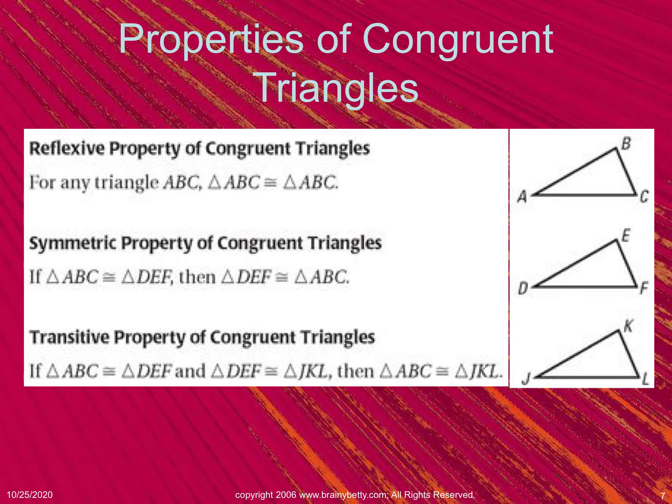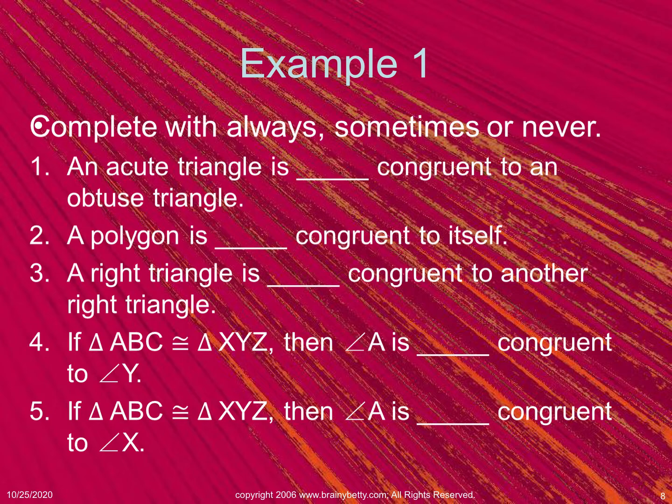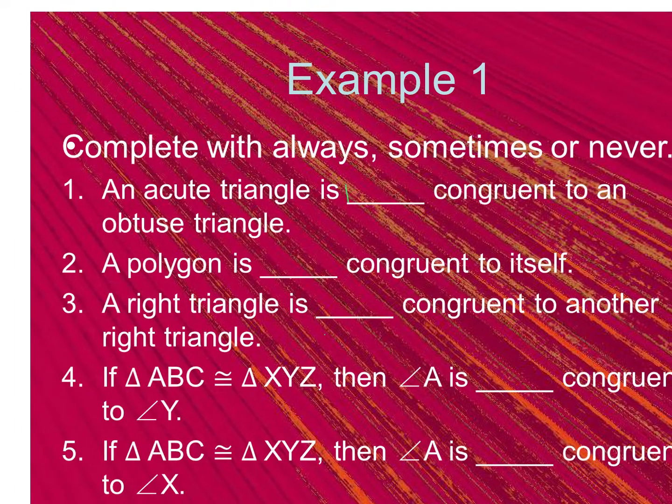All right, let's apply them. An acute triangle, we're going to fill in the blank with always, sometimes, or never. An acute triangle is blank congruent to an obtuse triangle. The answer is never. Now, I want to hear from you guys why. Why would you never have an acute triangle that's congruent to an obtuse triangle? John? One is bigger than the other.